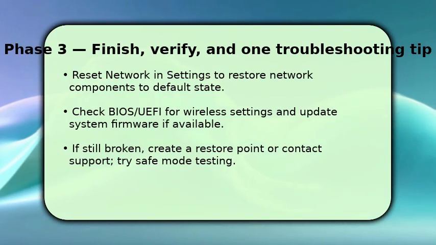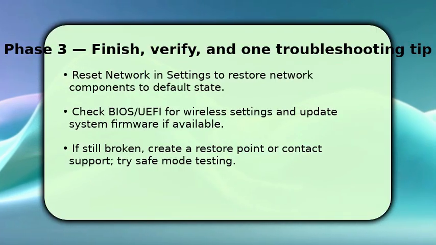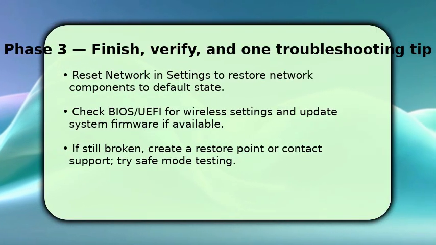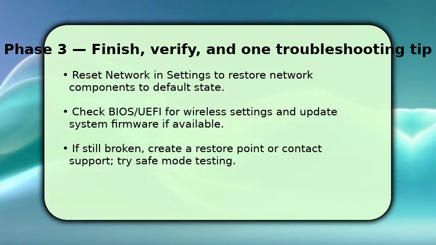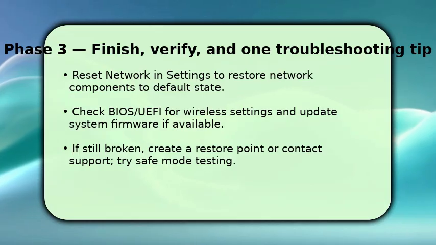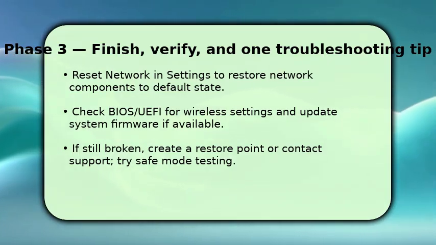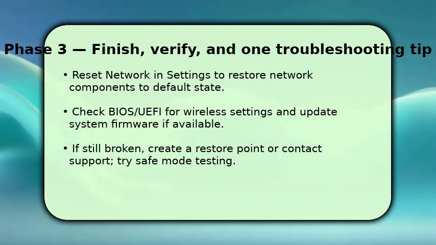Finally, perform advanced repairs to restore connectivity. Use Settings Network and Internet Advanced Network Settings Network reset to reinstall network components and reboot. While restarting, check BIOS or UEFI to ensure wireless is enabled, and update your system firmware if updates exist because low-level bugs can block adapters.